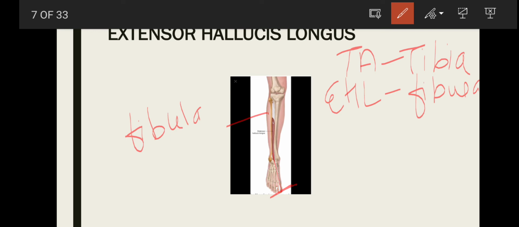So, it takes its origin also from the interosseous membrane and it inserts towards the base of distal phalanx of the big toe. So this is extensor hallucis longus, from the fibula down towards the base of distal phalanx of the big toe.